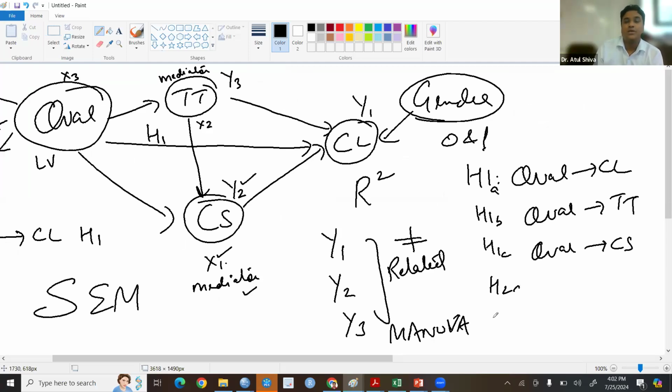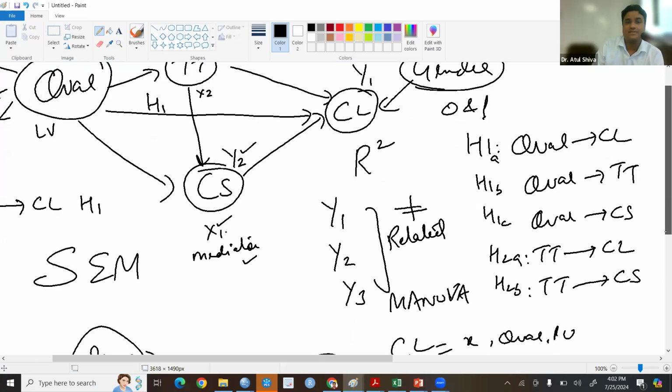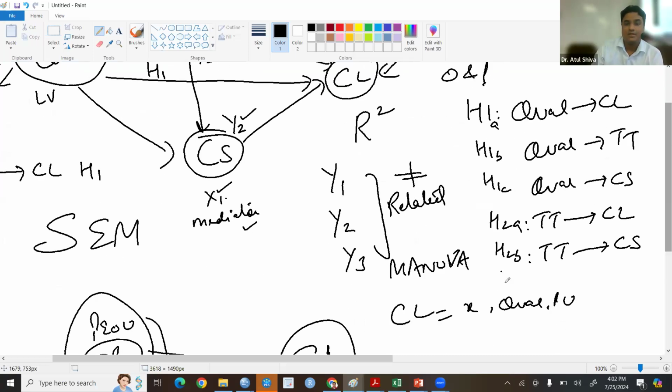Then H2A, H2B, trust leads to customer loyalty and trust leads to customer satisfaction. और कितने बन रहे हैं? कस्टमर सेटिस्फेक्शन से जा रहा है कुछ, H3: customer satisfaction to customer loyalty.